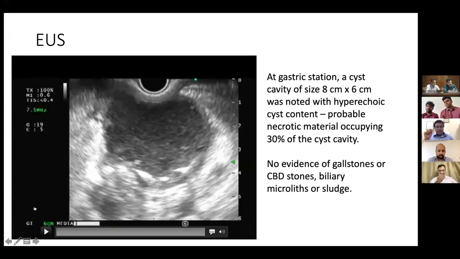You chose to place a Hot Axios stent here. So do you think that you could have placed a cheaper stent that is available, a Nagi stent or any other stent, or do you think the Hot Axios does a better job? Point of contention, yes, sir. We could have used a cheaper stent, but we thought that he might require re-intervention, so we went ahead with a Hot stent, thinking that he might require re-intervention.